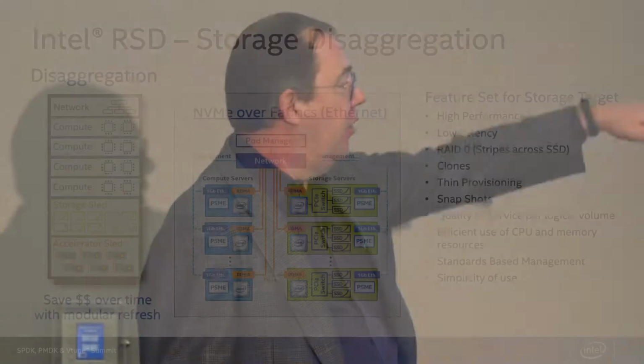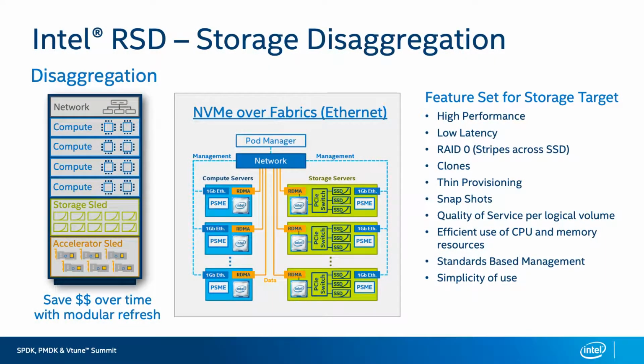Now, we'll show a little bit more modest number because we're doing a few more things. We're doing the clones and the thin provisions and all that. But still, we would not be able to do it with a kernel-based system that starts off at 1/10 the speed. And of course, standard-based management is really important to us, and simplicity of use. So that was kind of the feature set.